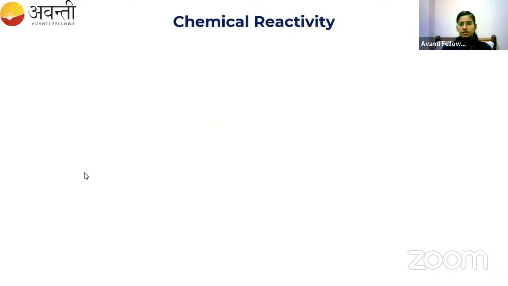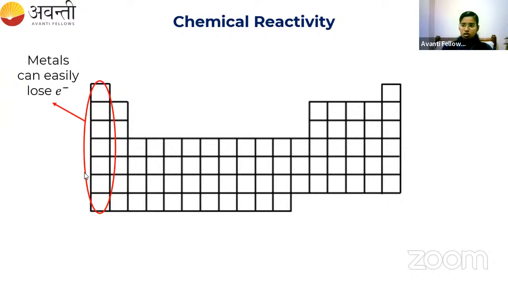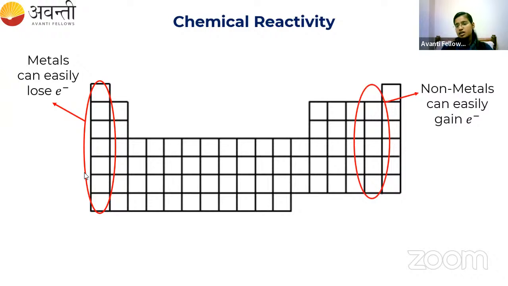Next is chemical reactivity. Let me complete this chemical reactivity part alone. The third part I will discuss in the next session, okay? So if I take a periodic table, the left side elements, which are called metals, can easily lose the electron, and the elements on the right side, which are called non-metals, can easily gain the electron. Suppose for example, I have sodium here. Sodium will easily lose an electron and be converted to Na+. And if I take fluorine, chlorine, chlorine will gain one electron and exist as Cl-.